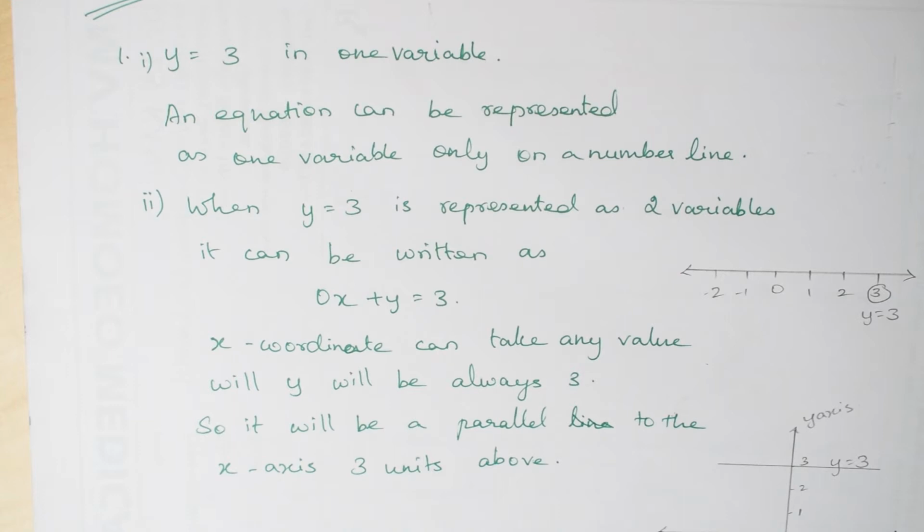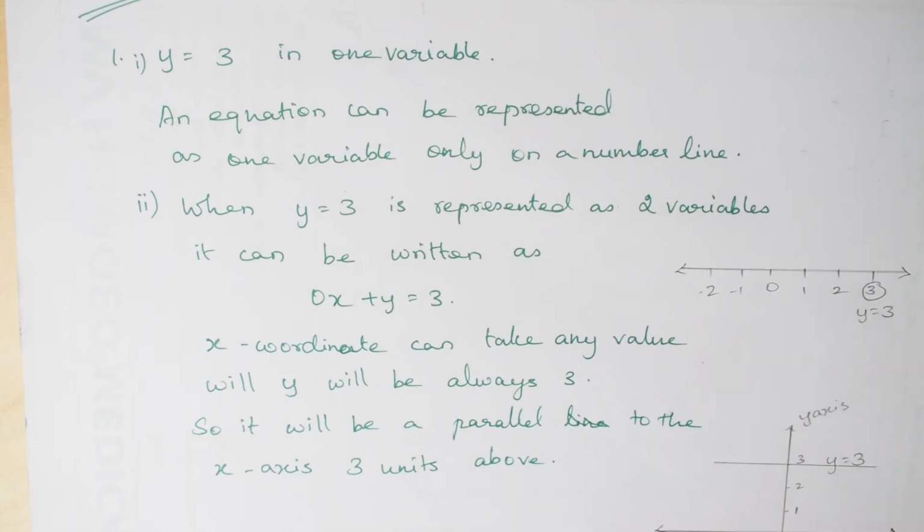This exercise deals with understanding what a linear equation is and what the difference is if the equation is asked to be represented as one variable, or as two variables. A linear equation can be represented with one variable. If it is represented as one variable, it will be shown on a number line. Only when it is represented as two variables can it be shown as a graph.